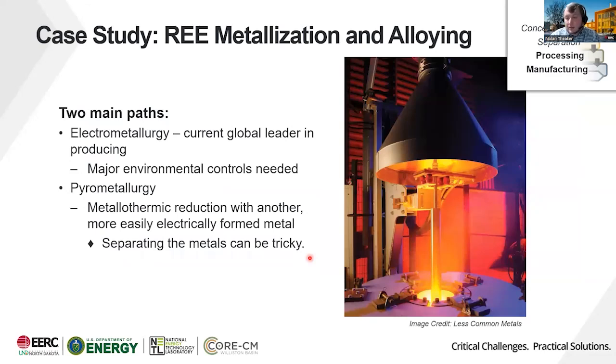And then finally, in the processing and manufacturing, here we've got the making of rare earth metals, and the two main paths you do that are electrometallurgy, which is the current global leader in producing, whereas a result of the production, there's some major environmental controls that are needed for processing the gases that are produced during that process. Part of the reason why this isn't occurring in the US right now is we're looking at some ways to improve the environmental behavior of that.